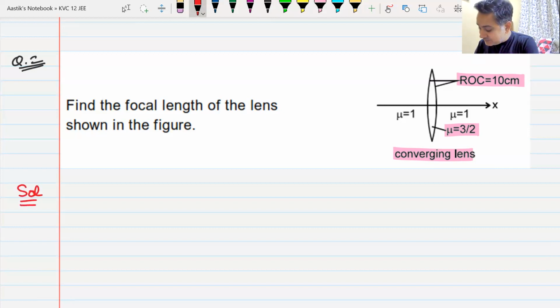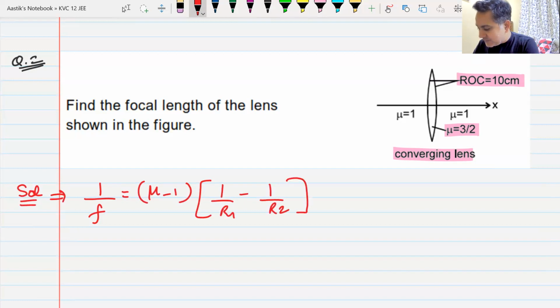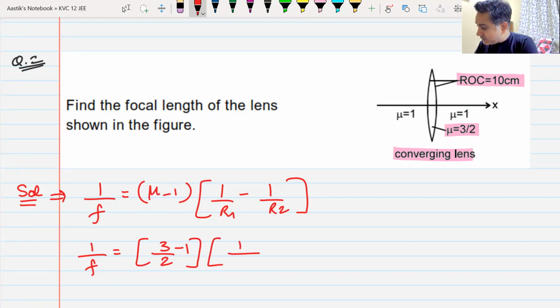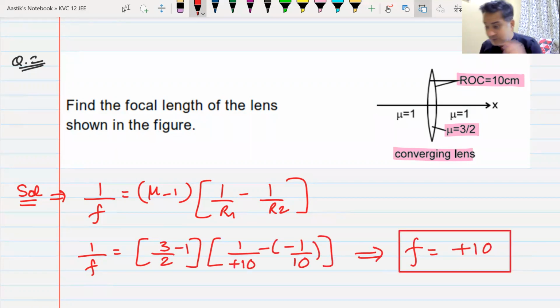We understand this, everyone? 1/f is equal to (mu minus 1) times (1/R1 minus 1/R2). I can do it 15 times, 100 times, and I will still get the same answer. So 1/f equals (3/2 minus 1), which is half, times (1/10 minus 1/(minus 10)). So it will become 2/10, the 2s cancel, and eventually you will get f equals plus 10. Do we understand this? You have to be fast.